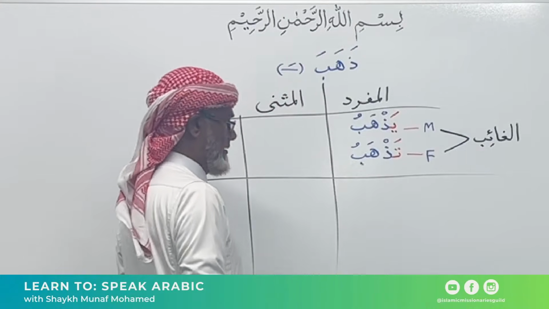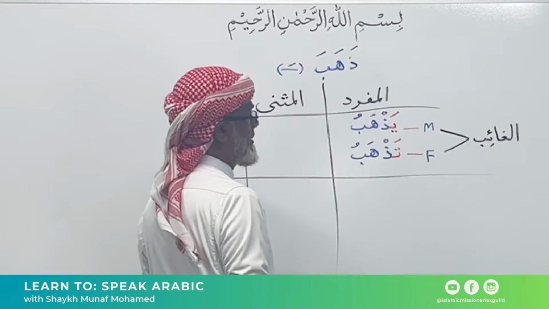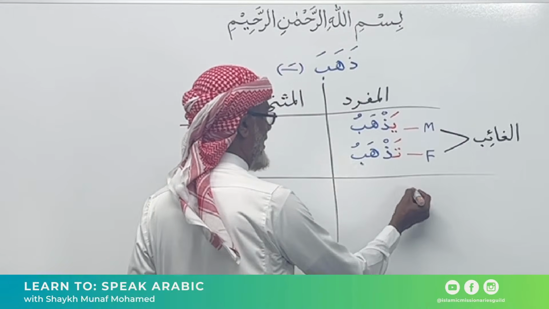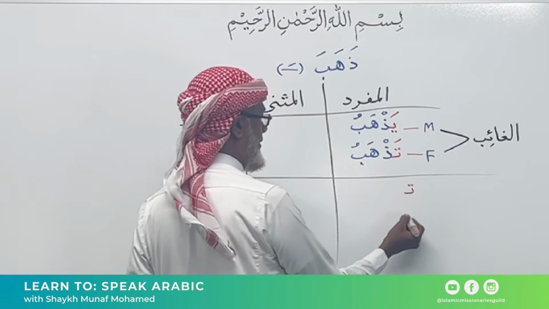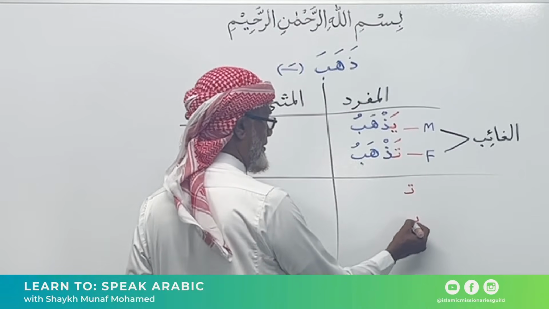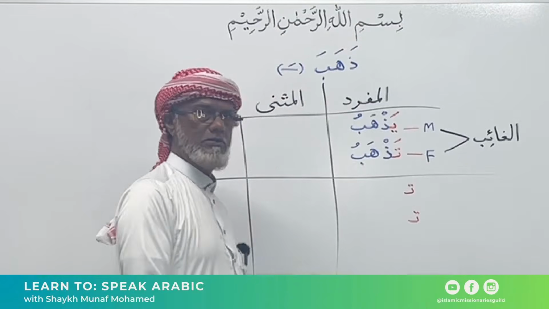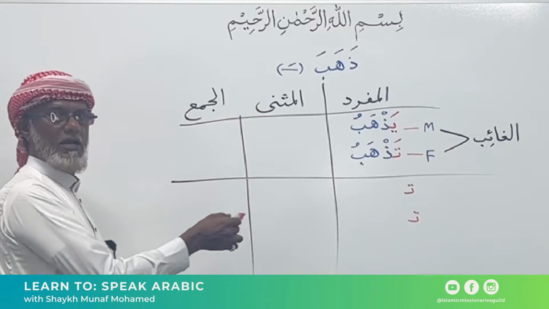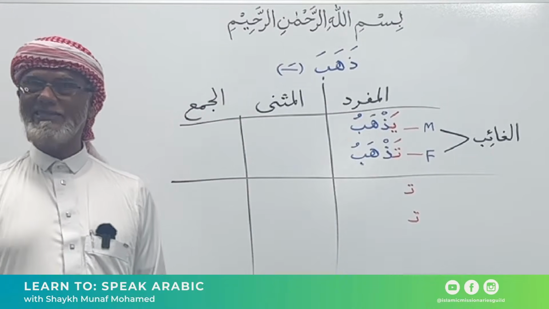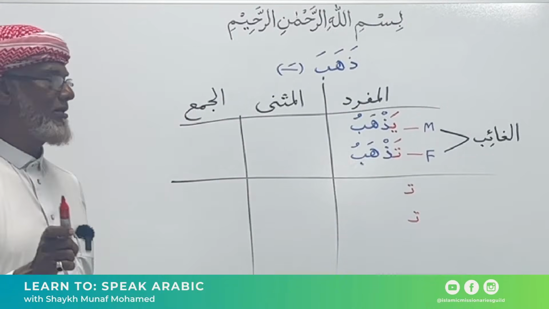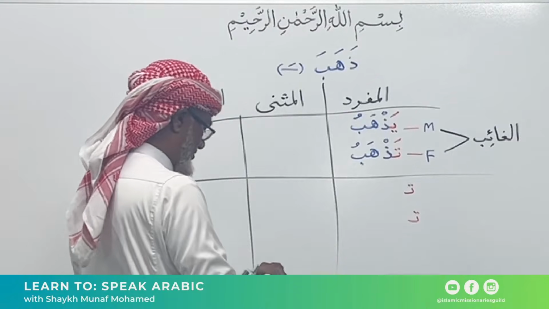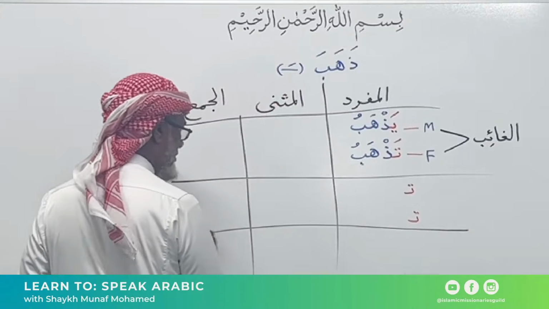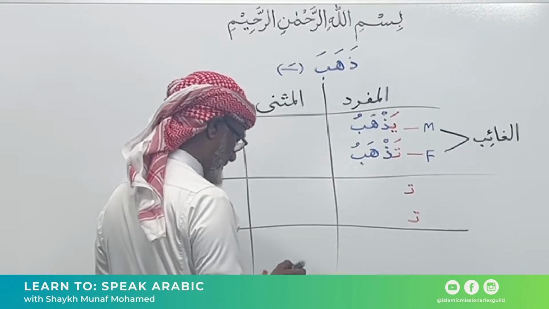And then we look for the second person, which will be ta. And ta again. So all of the conjugations for the second person begin with ta. So you'll remember that. All of the conjugations for the second person begin with the letter ta.